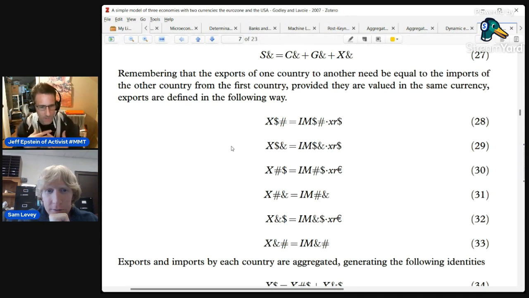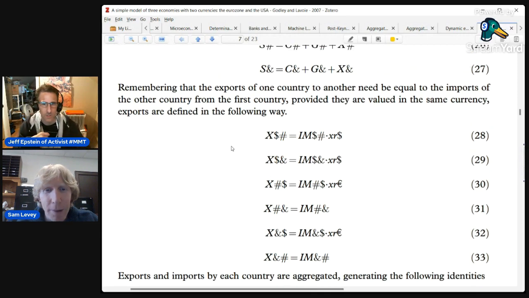So $1 equals how many euro? That's the exchange rate from the dollar point of view. That multiplied times the amount of imports from hashtag country to the US is equal to the exports from the US to hashtag Euro country.